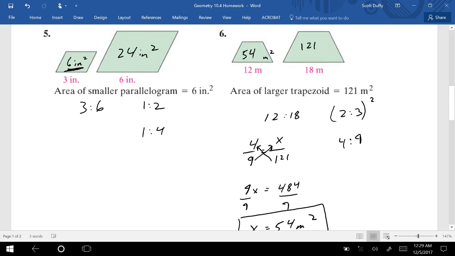And if I go back to number 5, sorry about this. If I'm applying, I take my ratio of 1 to 4, and I set that equal to smaller area of 6 to big area of x. Cross multiply, 1 times x is x, 4 times 6 is 24. That's how I got 24 square inches.